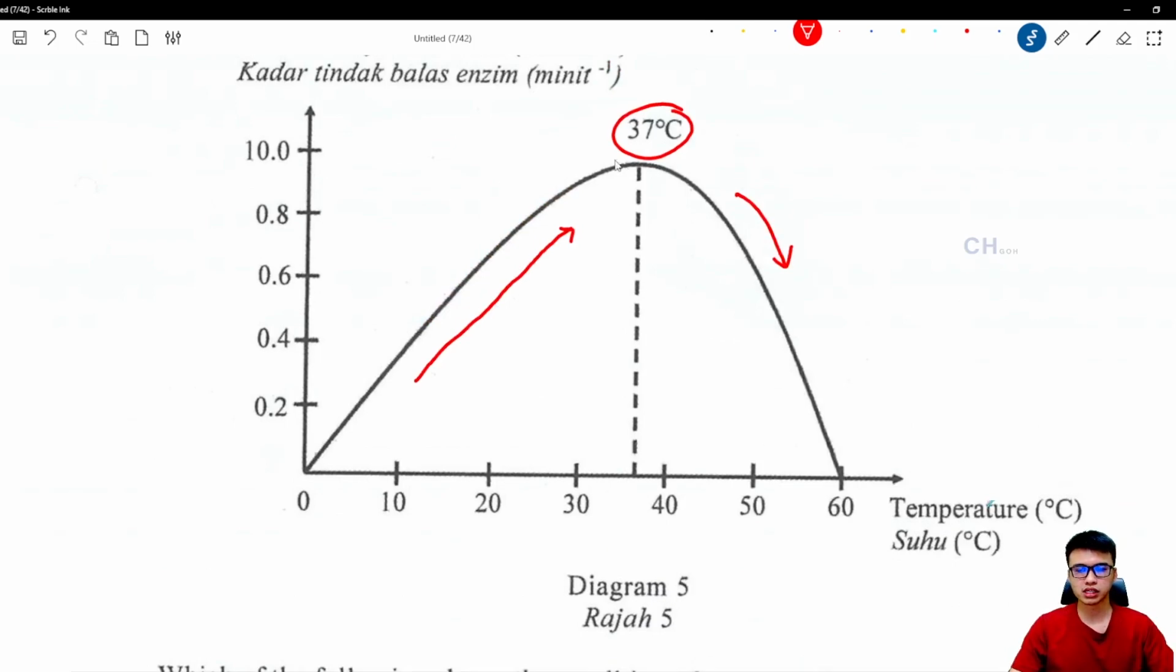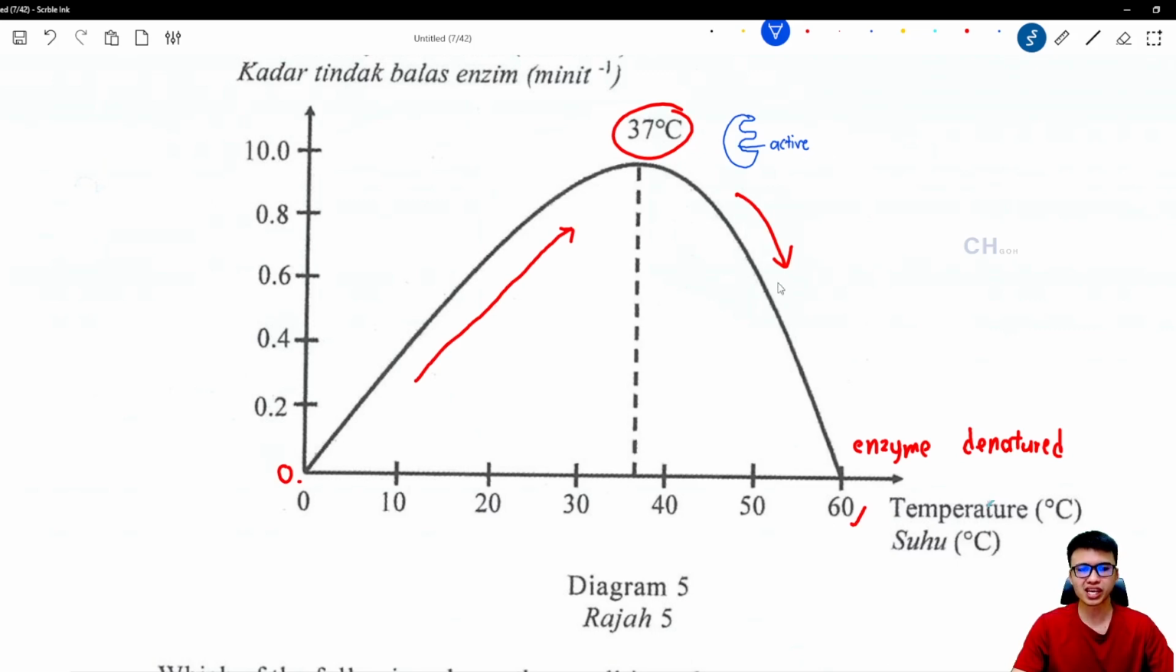So what you can see here is when the temperature reaches 60 degrees Celsius, the rate of reactions will become 0. Why is this happening? Because the enzyme denatures. Okay, what is the meaning of denature? We look back to the enzyme and see how it works first. Enzyme is a 3D structure that has a specific active site to bind with the substrate.